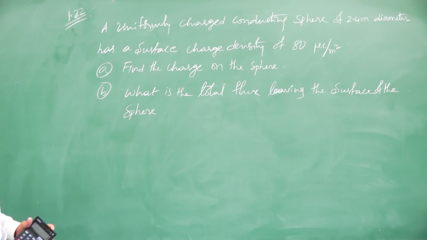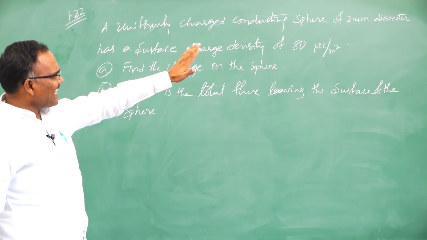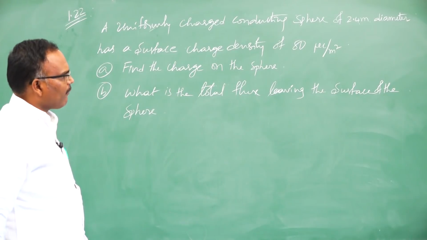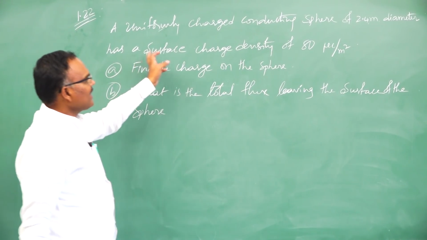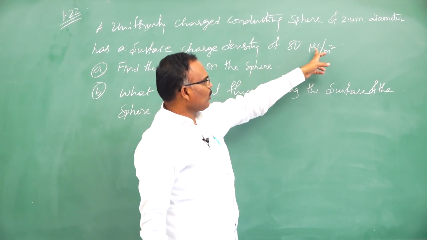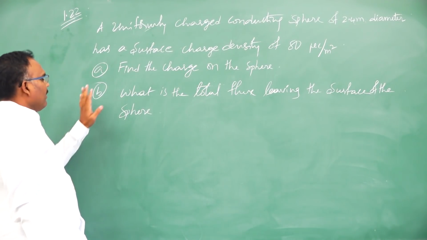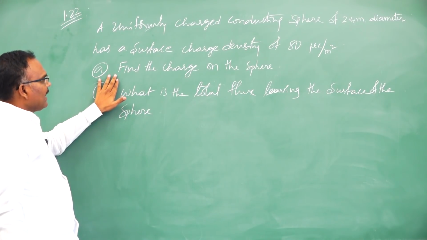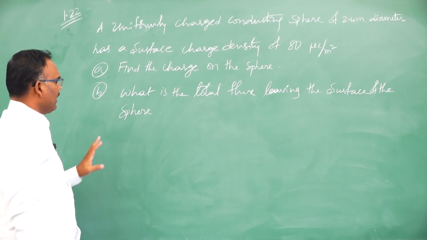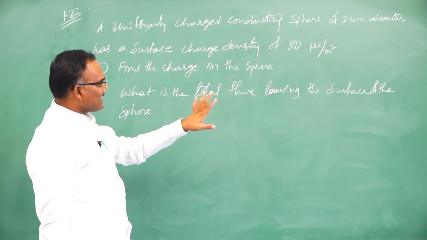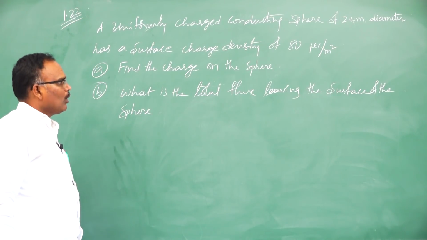Next one is 1.22. A uniformly charged conducting sphere of 2.4 meter diameter has a surface charge density 80 microcoulomb per meter square. Then the first question will be, I have to find the charge on the sphere. Next, what is the total flux leaving the surface of the sphere? Both I have to calculate.